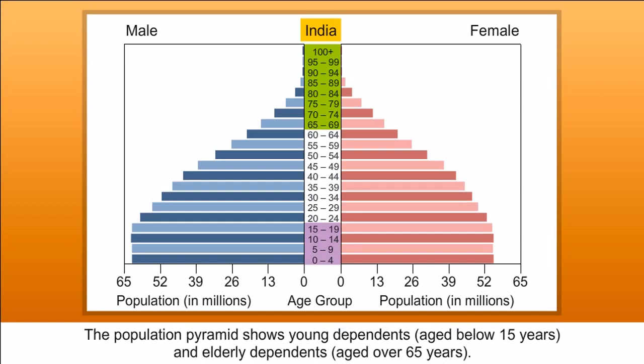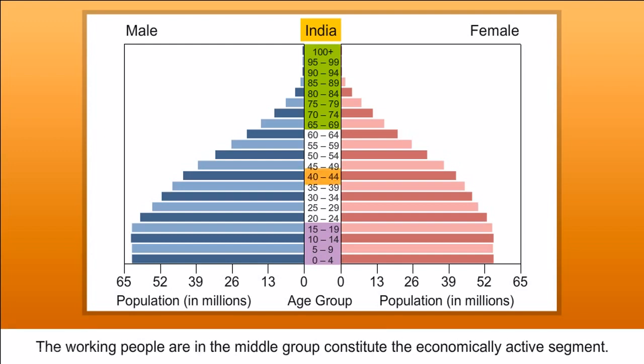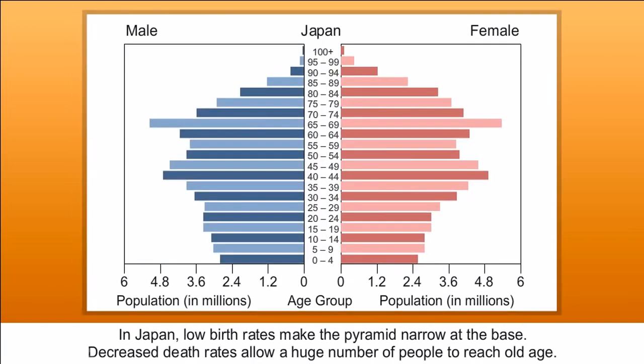The population pyramid shows young dependents aged below 15 years and elderly dependents aged over 65 years. The working people in the middle group constitute the economically active segment. In Japan, low birth rates make the pyramid narrow at the base. Decreased death rates allow a huge number of people to reach old age.